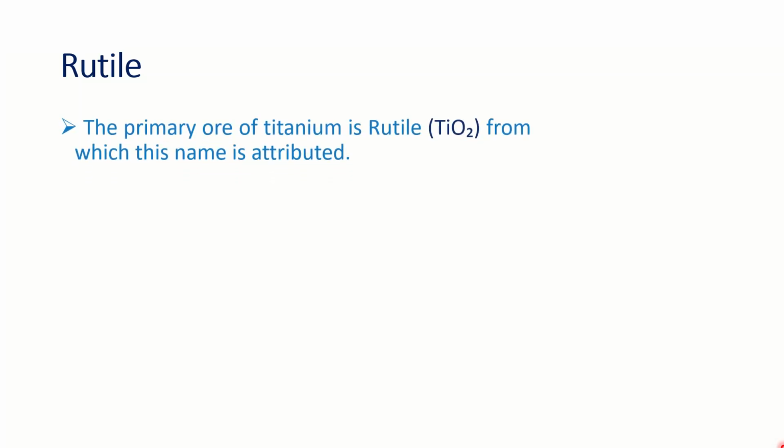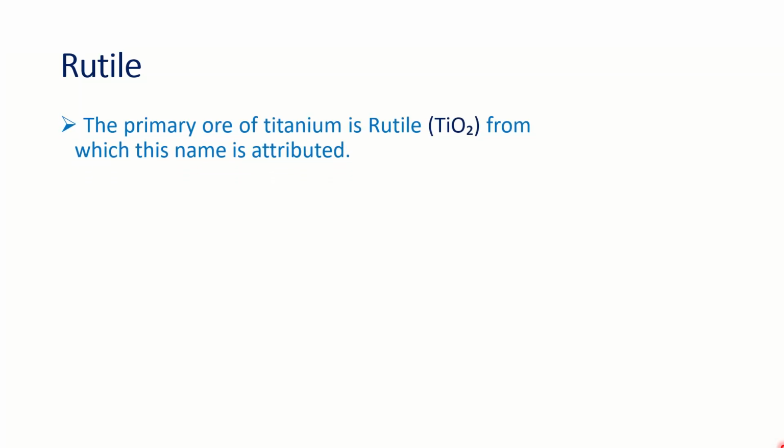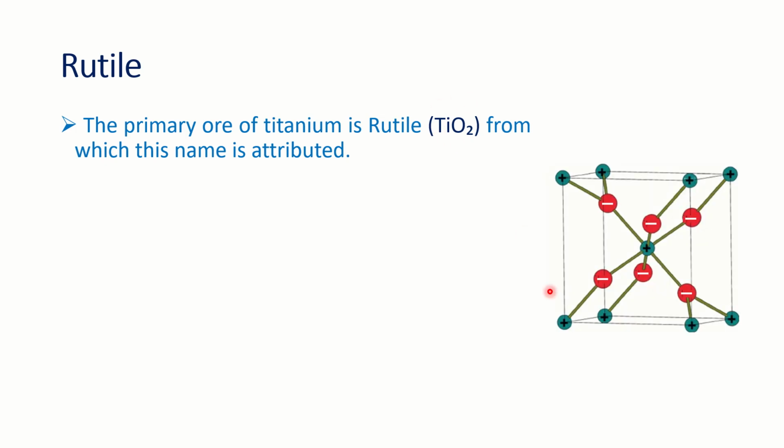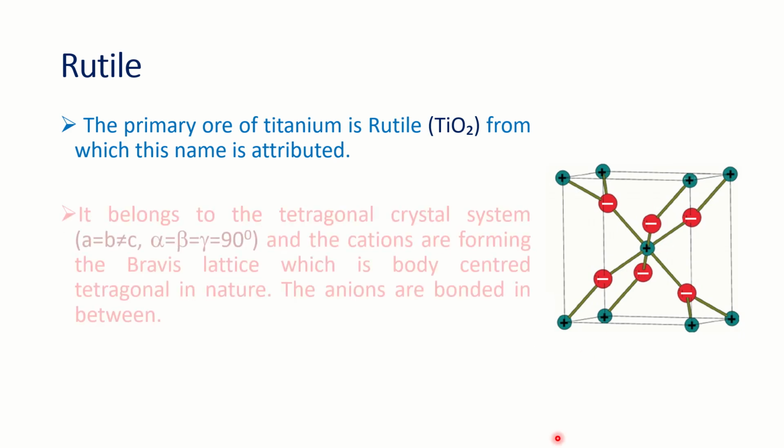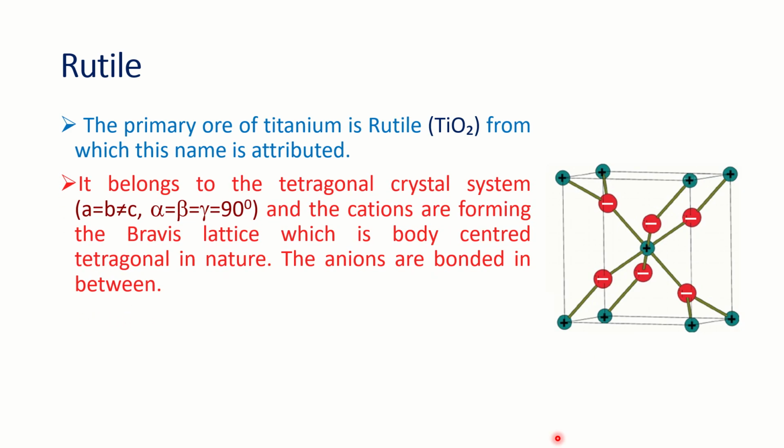Let's start with rutile. The primary ore of titanium is rutile, from which this name is attributed. The chemical formula of rutile is TiO2 and chemically it is known as titania. Let's have a look at its crystal structure. This is the crystal structure of rutile. This one belongs to the tetragonal crystal system.